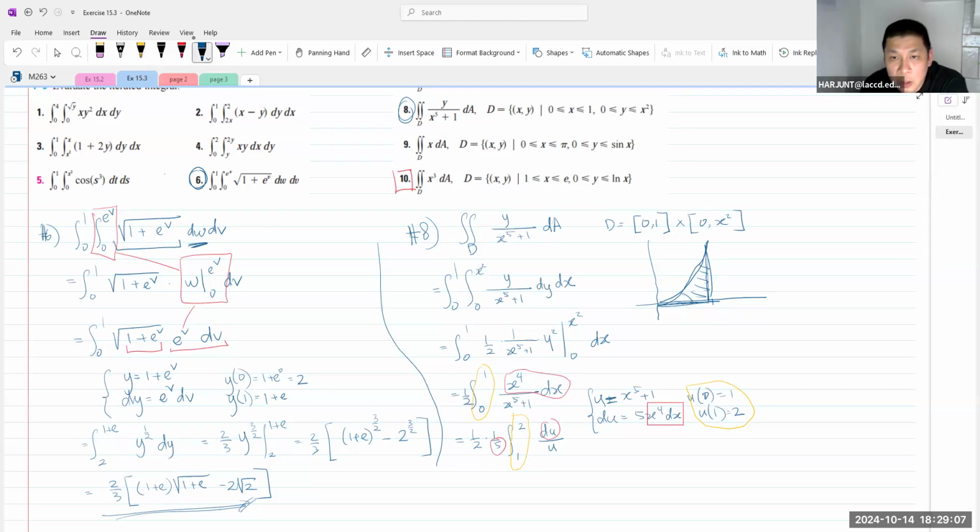Then I go on with the integral. I think at this point it's easy already. That's 1/10 times natural log of 2 minus natural log of 1. But natural log of 1 is just 0. So this is the final answer. Any questions so far?